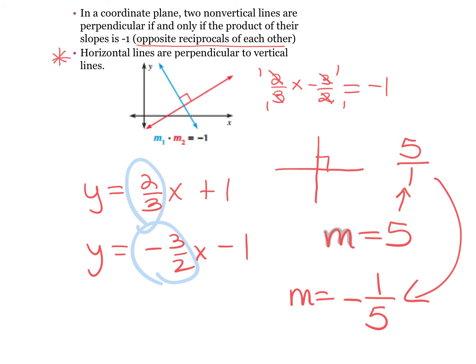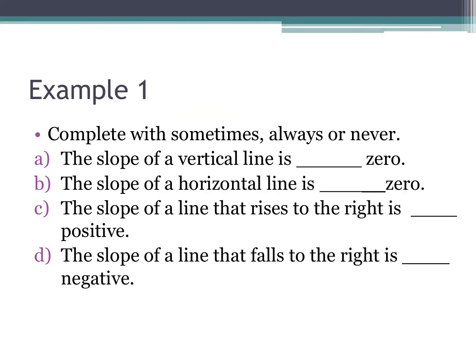Let's try some sometimes, always, or never questions. So the first one, complete with sometimes, always, or never. The slope of a vertical line is sometimes, always, or never 0. Vertical line, what's its slope? Up and down, so it's undefined, so it will never be 0. Vertical line is always undefined. Everybody with me on that? Next one, slope of a horizontal line is? Beautiful.